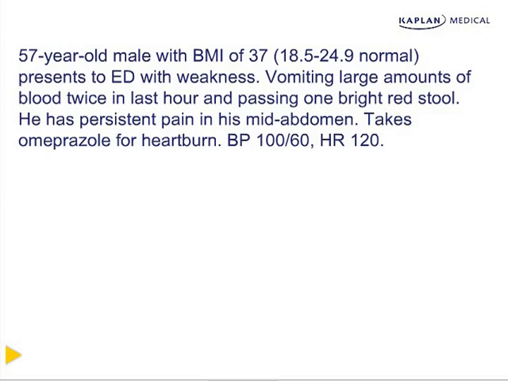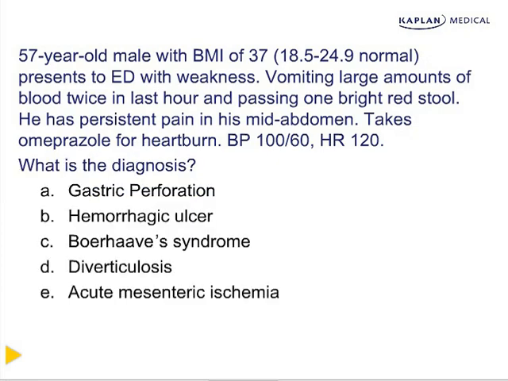An obese middle-aged man comes to the ED with complaints of weakness. He has been vomiting blood and also has blood in his stool, along with persistent mid-abdominal pain. He reports taking a PPI for a history of heartburn. Vitals show a decreased blood pressure and an elevated heart rate. What is the diagnosis in this patient? Is it A, gastric perforation, B, hemorrhagic ulcer, C, Boerhaave syndrome, D, diverticulosis, or E, acute mesenteric ischemia?